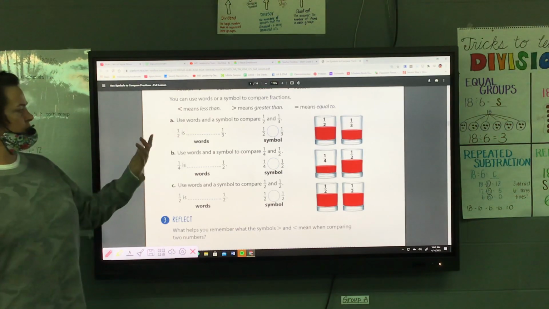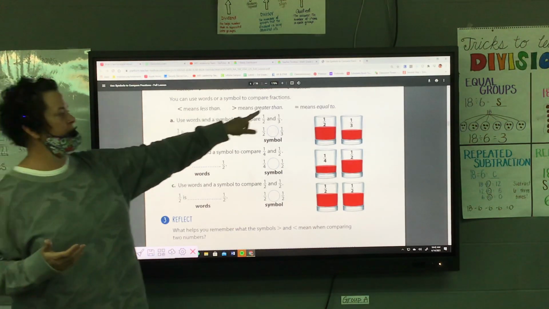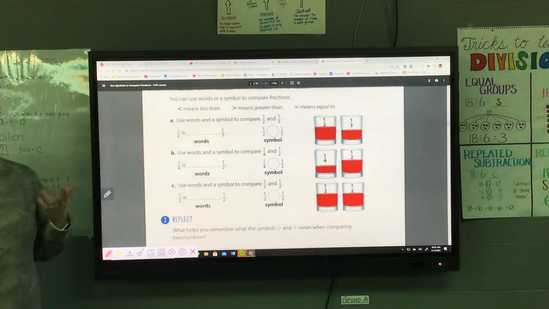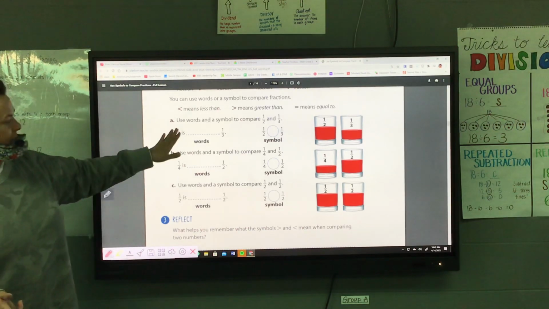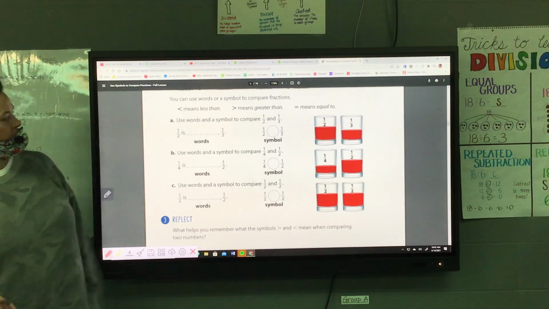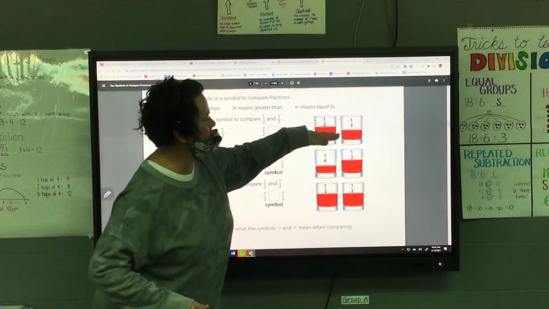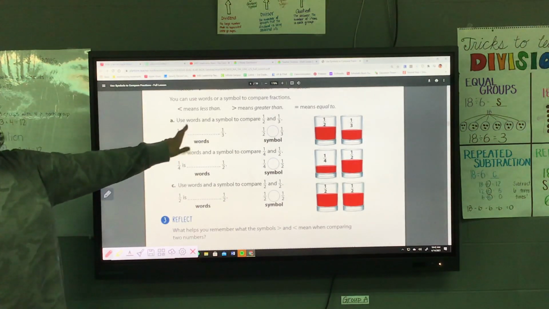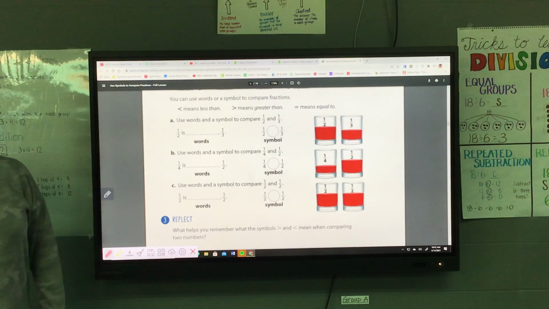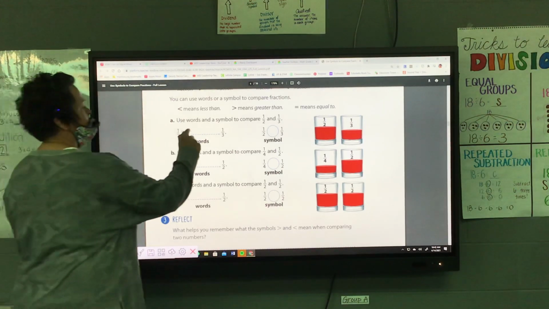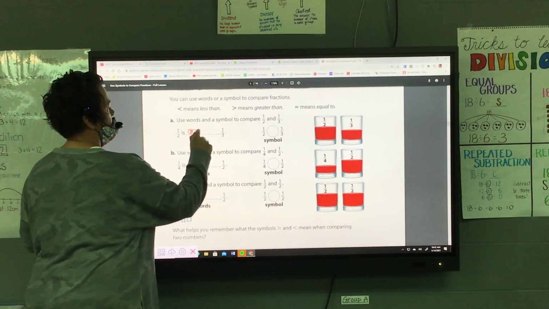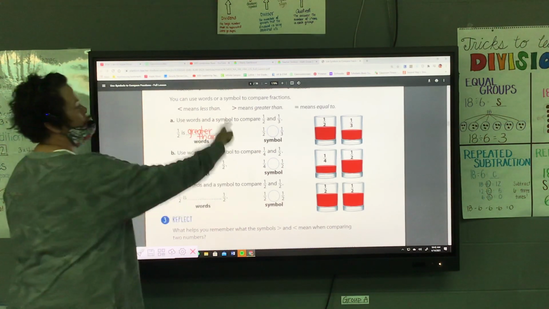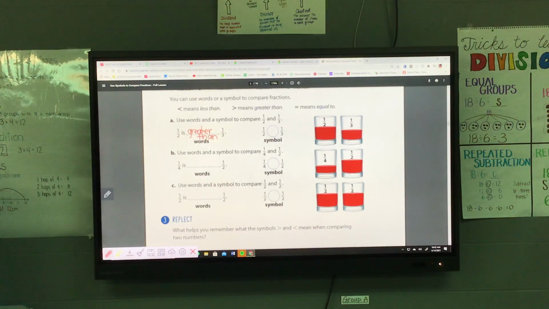1/2 is greater than, or less than, or equal to 1/3. Look at the cups over here. They are helping us out. So is 1/2 greater than? Is it less than, or is it equal to? Is it the same amount? What word do we need to write here? Greater than. One half is greater than 1/3.